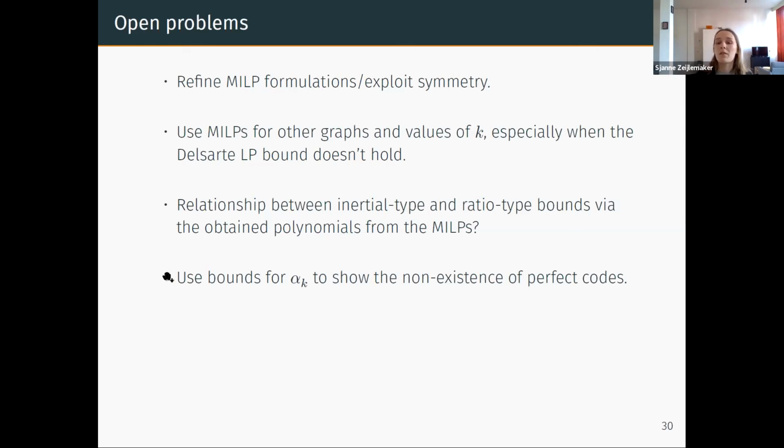And finally, like I mentioned, there are many connections to other fields. So for example, if we can improve these upper bounds on alpha k, we could also use this to show that certain kinds of codes cannot exist. So that's all I wanted to talk about today.